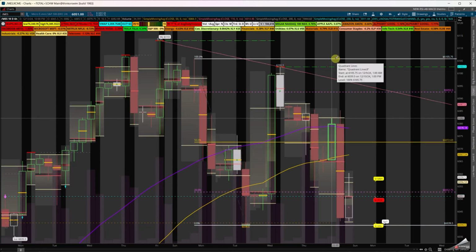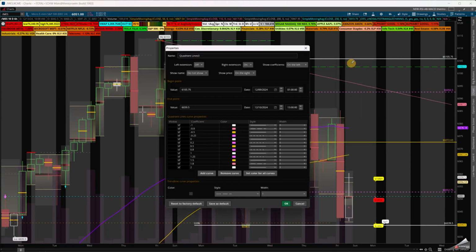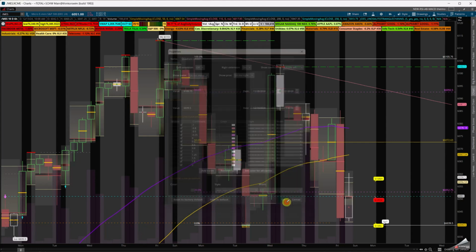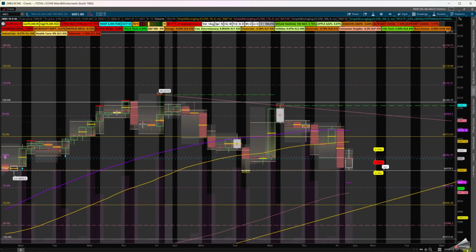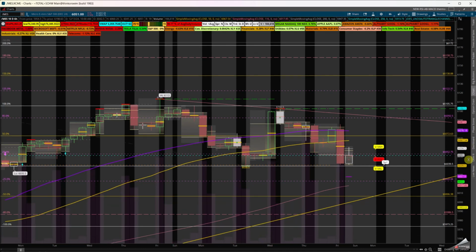And if I want to extend it to the right side, edit the property, what I'll do, I'll take it backwards, let's say 10 days or 15 days. That way everyone can see where those ranges are. If I zoom up to the upside or downside, I know where my extensions to the downside are, where my extensions to the upside are, and what the ranges are.